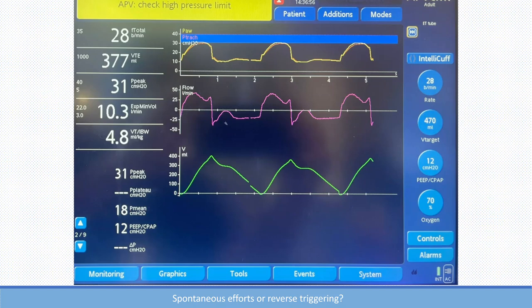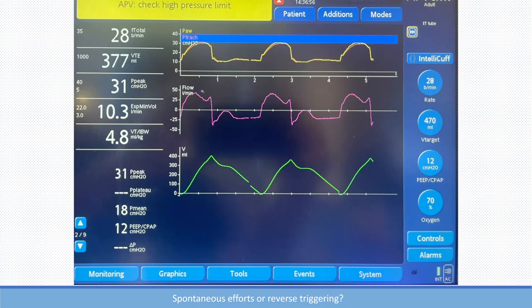You will see that this is the first breath. I don't see exactly how it started. The second breath here, you don't see any negative deflection, and the third breath, you don't see any negative deflection. At the same time, the machine did not indicate that this is started by the patient. So I assume that those are time-triggered breaths. And of course, the rate is 28, so a bit over 2 seconds, and that is exactly what's happening. These are all time-triggered breaths.